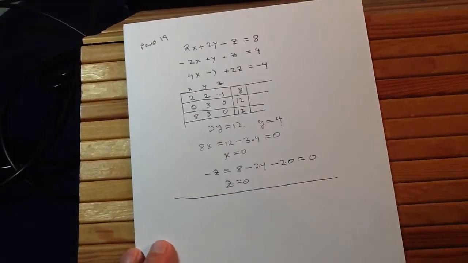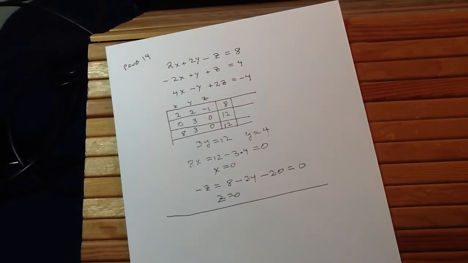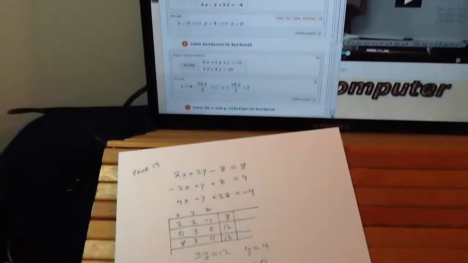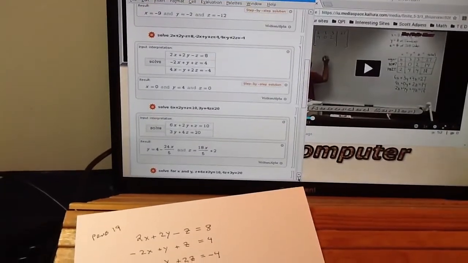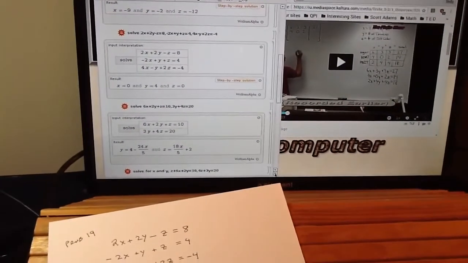As a matter of fact, now, what we can do, we can go to Wolfram Alpha, my favorite tool today.